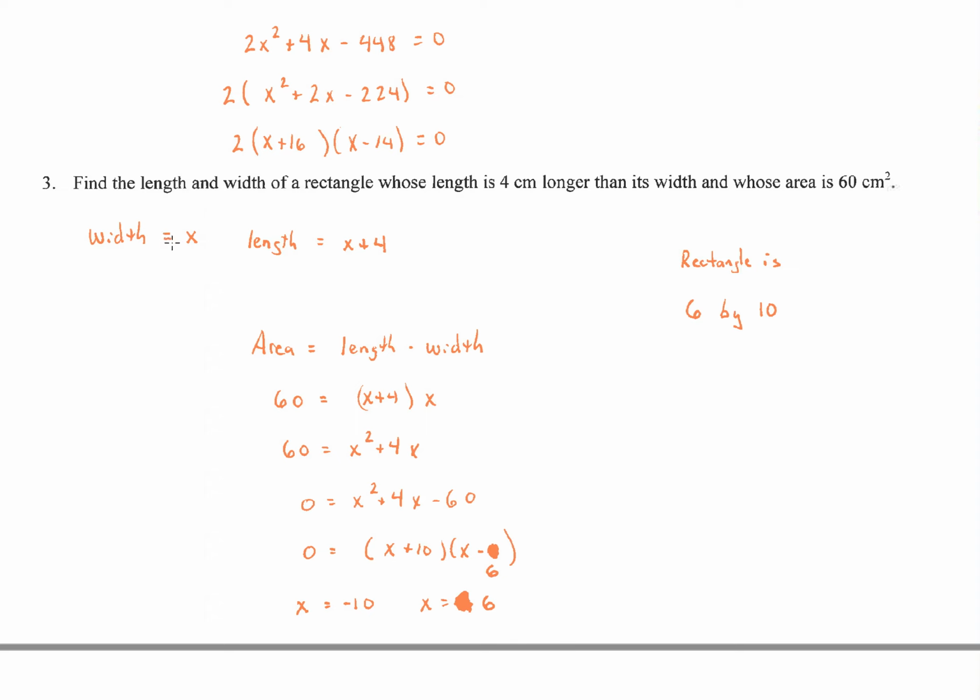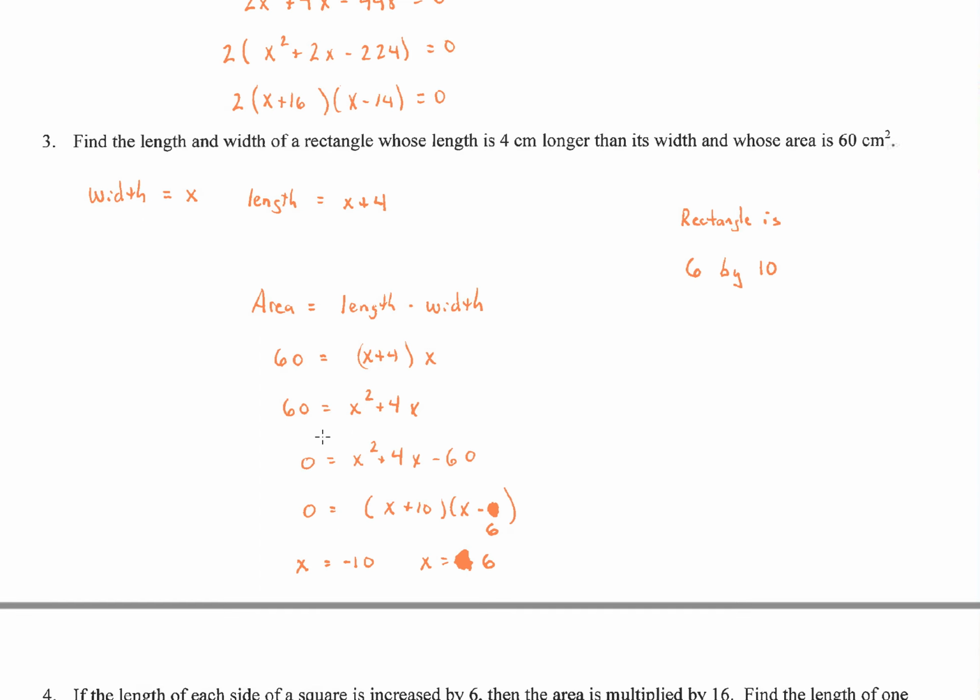Okay, so then I have my length and my width, and I know the area is 60. So then I just set 60 equal to the length times the width. We know how to find the area of a rectangle. And at that point, then it becomes a quadratic. I distributed the x, I subtracted the 60 over, I factored it, and I solved.